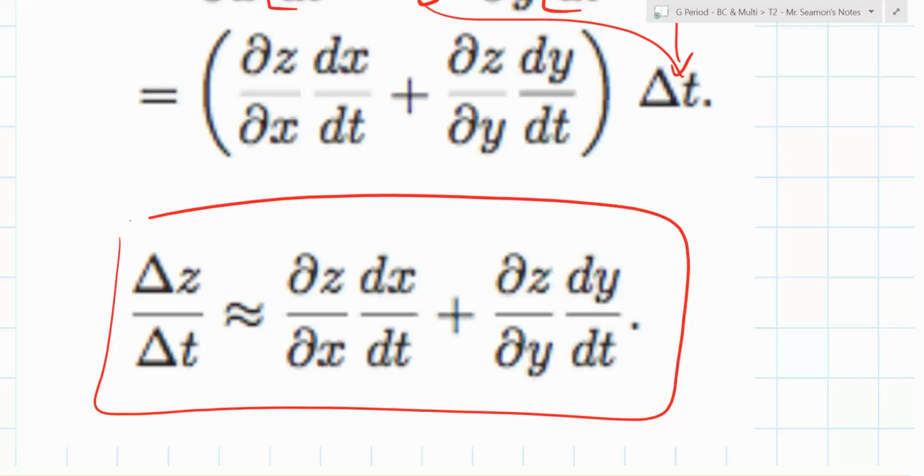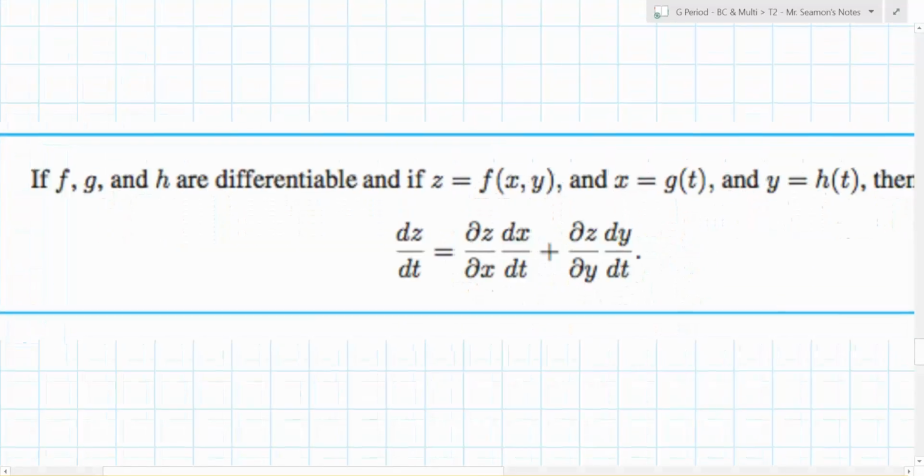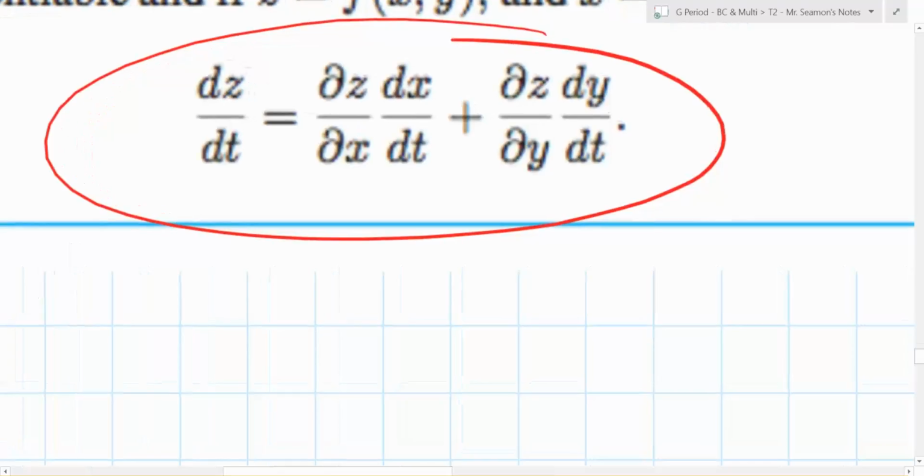Do you understand the math we did right here? Are you going to have to do this every single time you take a partial in terms of the original input? No, you're not. But I need you to understand the process here. So what is that tree? You ready to see a pretty picture? This is the blue box version of what we just did. If f, g, and h are differentiable, if z equals f of x, y, and x is g of t, and y is h of t, then, hey, look, does that look familiar? That's exactly what we just figured out.